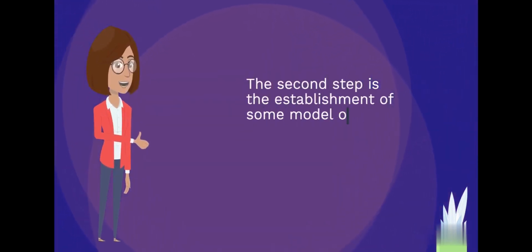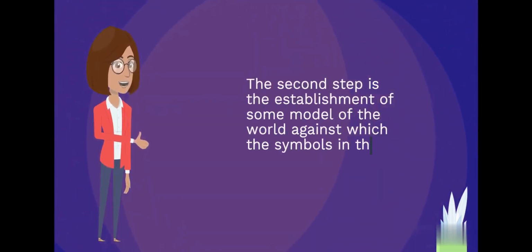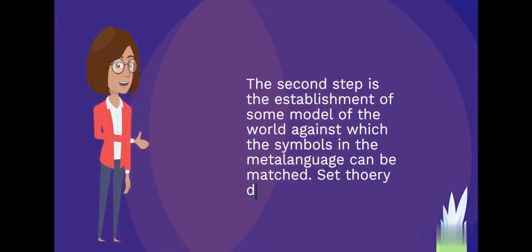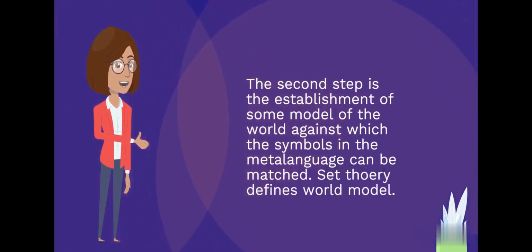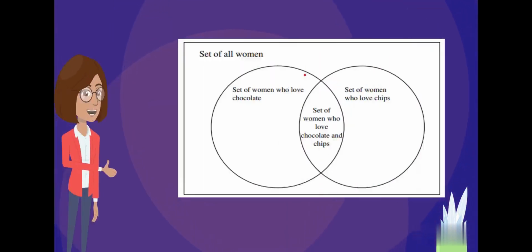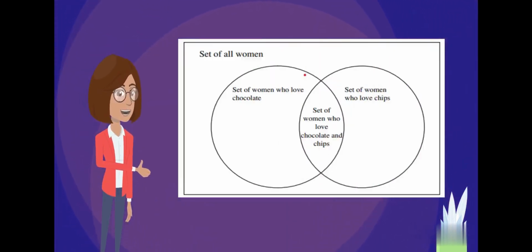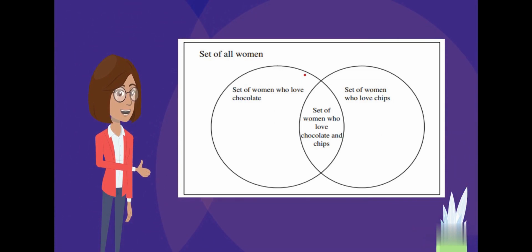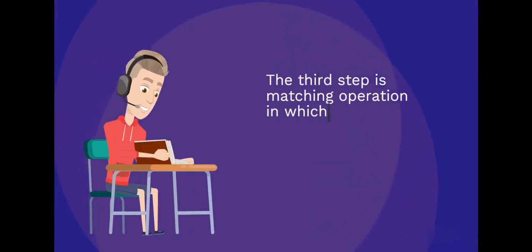Next, the second step is the establishment of some model of the world against which the symbols in the meta language can be matched. Set theory defines the world model. Now, here we can take an example in the model of the world in which all women love chocolate. The sentence all women love chocolate would be true. However, in a model in which only a subset of women love chocolate, and a further subset love chips, an intersection of these two love both, the sentence all women love chocolate would be false.